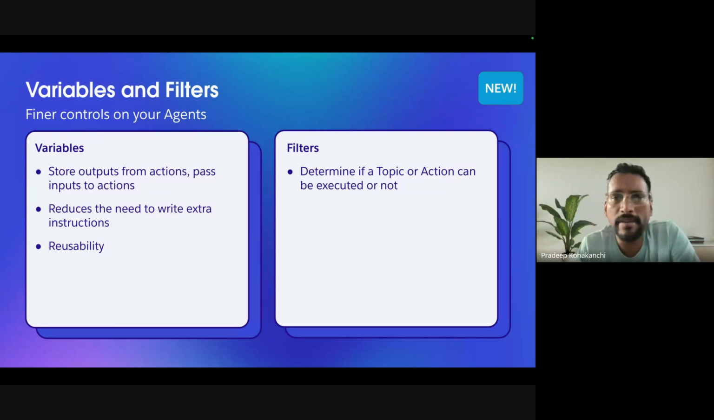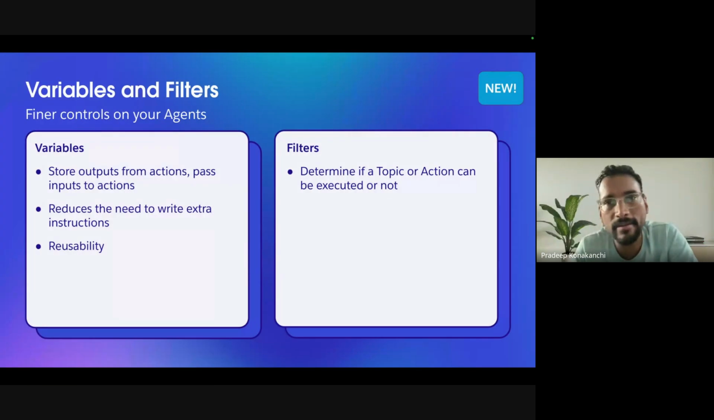And what's a filter? A filter is something that will determine whether a topic or an action can be executed or not. Forget about the different instructions. Let's say there is a topic that has 10 instructions, 4 or 5 actions, but you want your agent to look at that topic only if certain conditions are met. If some condition is not met, don't even consider the topic. In that case, you can put a filter at the topic level. We will see that in an example again. So that's what filters are about. Filters are basically like a checkpoint or a toll gate, which will control whether a topic can be executed or not, depending on whether that filter value is true or false.